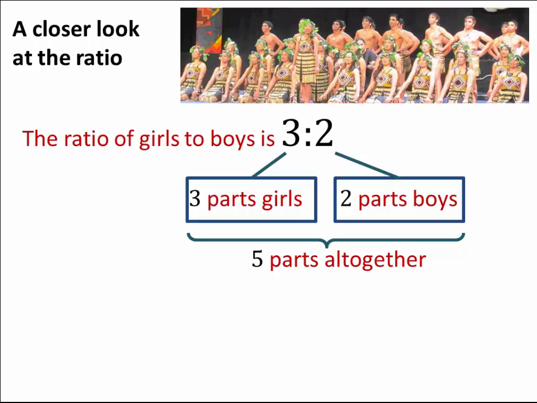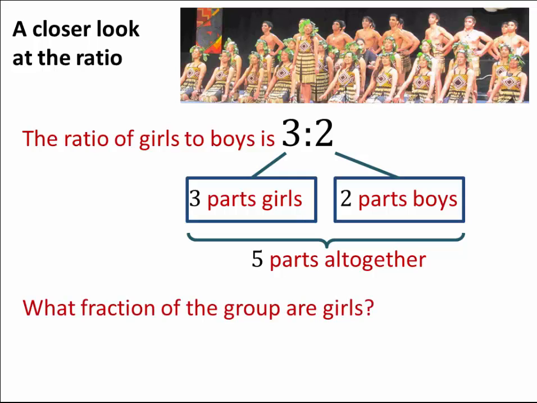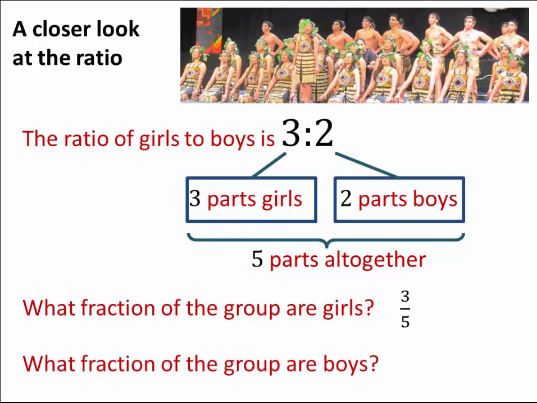So if you were asked for the fraction of girls, not the ratio, what fraction of the group are girls? Well, there are 3 parts girls and 5 parts altogether, so it'll be 3/5. What fraction of the group are boys? 2 parts boys, 5 parts altogether, so it'll be 2/5.